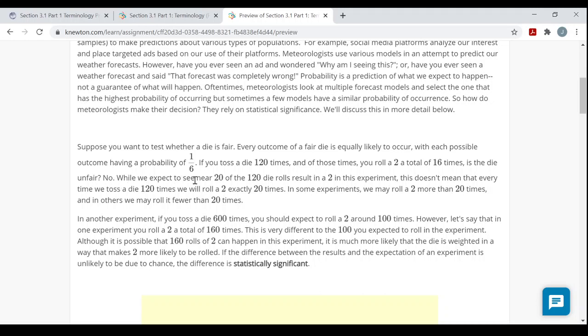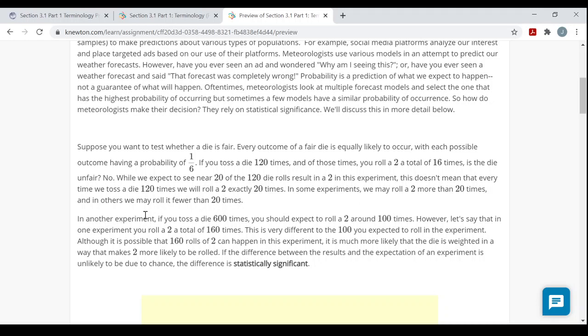So while we expect to see near 20 of the 120 die rolls to result in a 2 in this experiment, this does not mean that every time we roll a die 120 times that we roll a 2 exactly 20 times, right? We're expecting around that. In some experiments, we may roll a 2 more than 20 times. In others, we may roll less than 20 times.